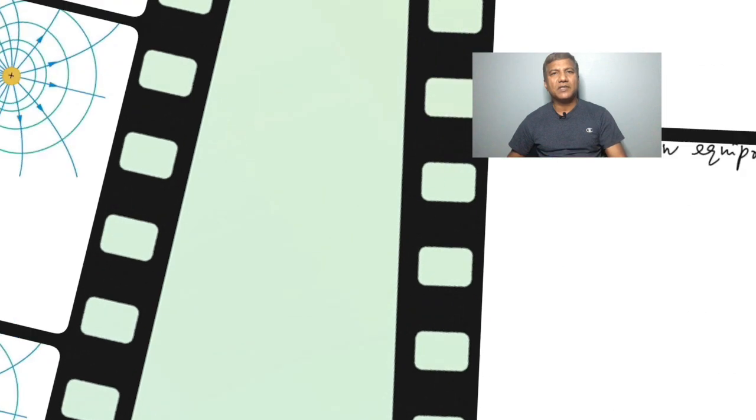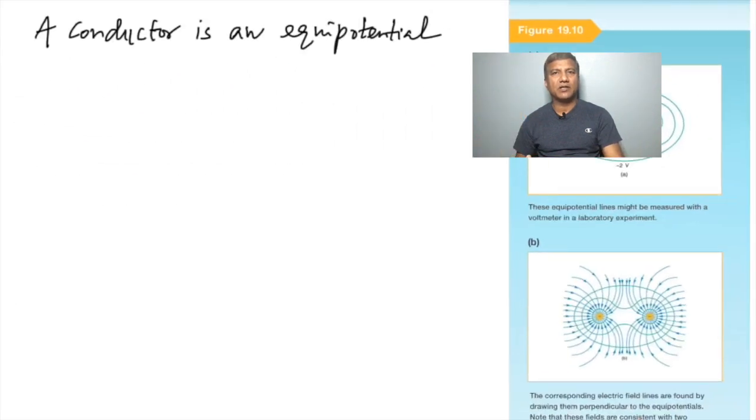Let's talk about an electrical conductor that is charged. The surface of a conductor is always an equipotential surface. So if you have a spherical conductor, hollow for example, that is charged, and you look at the potential at every point on the surface, it's going to be exactly the same. It's going to be an equipotential surface.